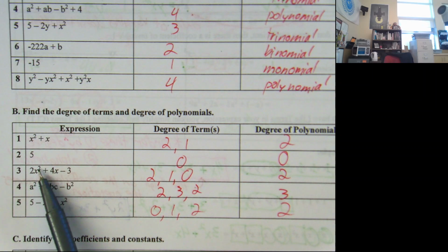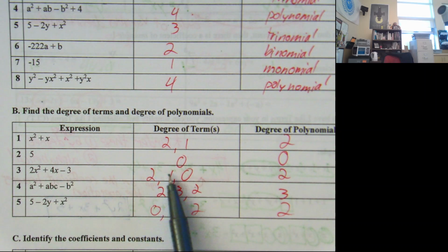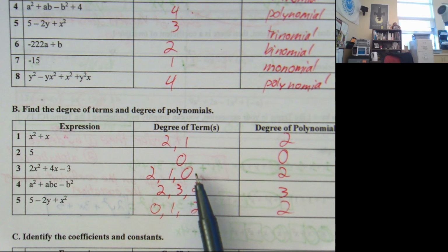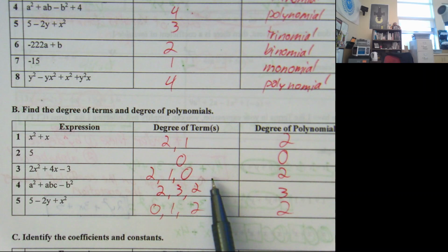This one, the exponent is a 2 on this term, and again, it's just on the letters. So the exponent's a 2, so the degree is 2. The exponent's a 1, so the degree is 1. There's no variable, so the degree is 0 for each individual term. And then for the whole polynomial, you just pick the biggest number. The biggest number of 2, 1, and 0 is, of course, 2.